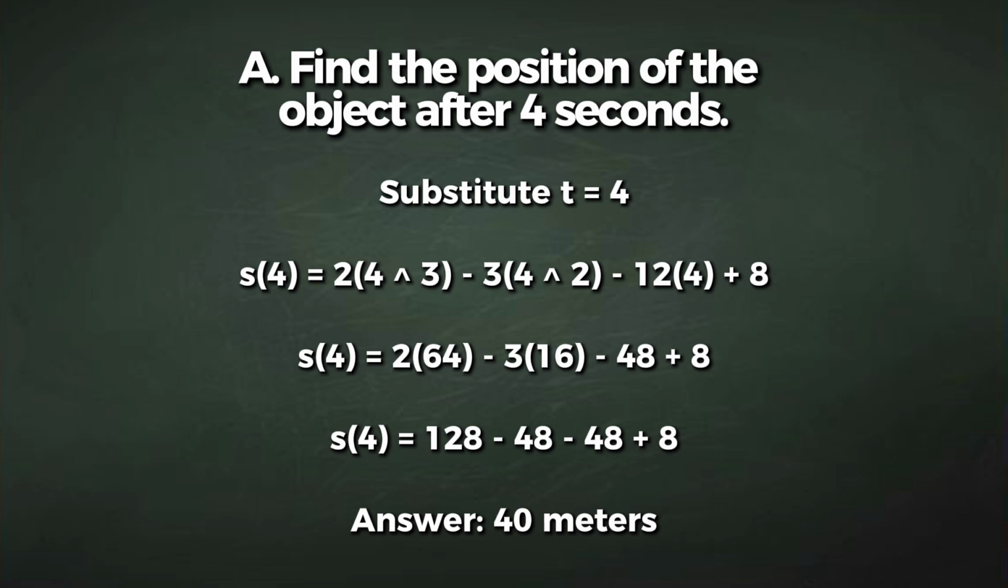Simplify this equation to remove the exponents. Now, we have s of 4 is equal to 2 times 64 minus 3 times 16 minus 48 plus 8. Simplify everything again, leaving us with s of 4 is equal to 128 minus 48 minus 48 plus 8. Add and subtract everything. The answer for letter A is 40 meters. The position of the object after 4 seconds is at 40 meters.